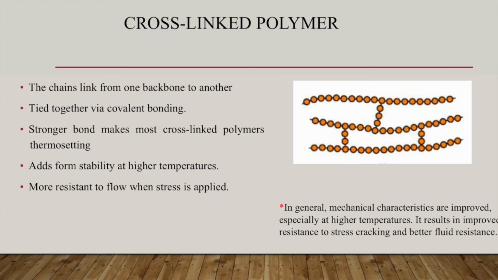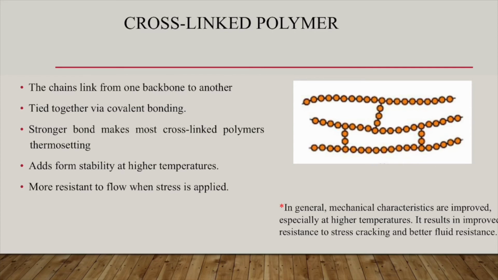The cross-linked polymer looks like a ladder. The chain links from one backbone to another. So unlike linear polymers, which are held together by weaker van der Waals forces, cross-linked polymers are tied together via covalent bonding. This much stronger bond makes most cross-linked polymers thermoset. There are only a few exceptions, where cross-linked polymers break their cross-links at relatively low temperature.